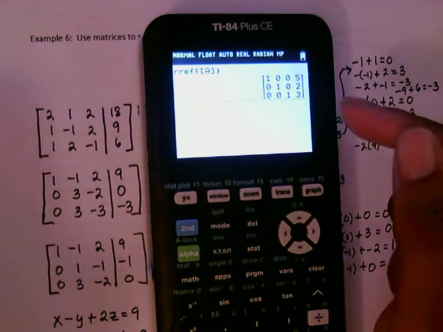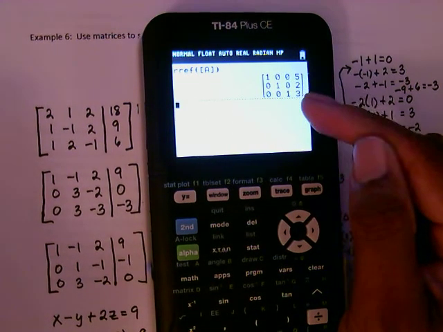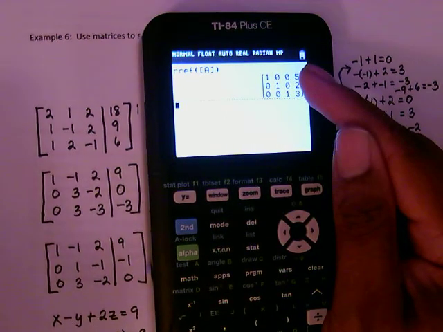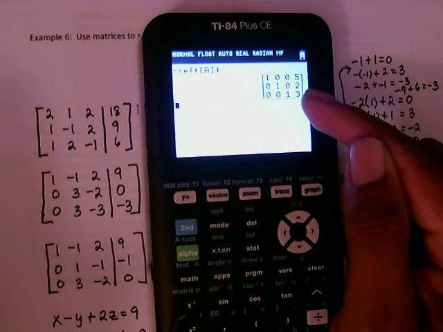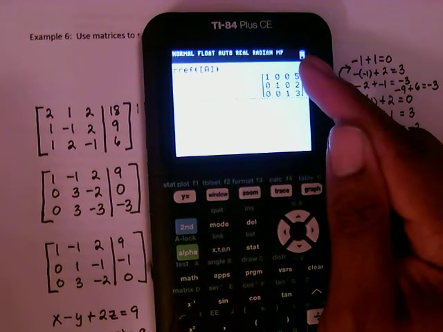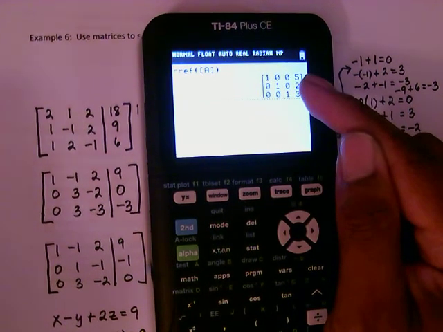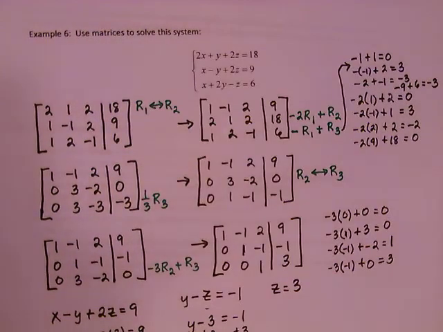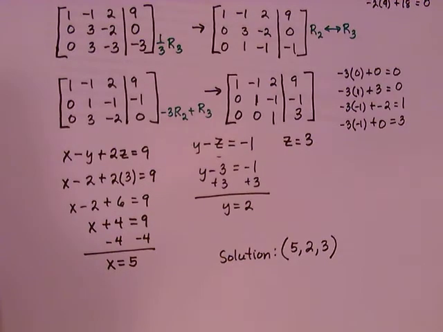Now, if you look at the numbers that are in the final column on the far right, that tells you the values of x, y, and z. So that means your x is going to be 5, y is equal to 2, z is equal to 3, which is exactly what we came up with when we did the Gaussian elimination.